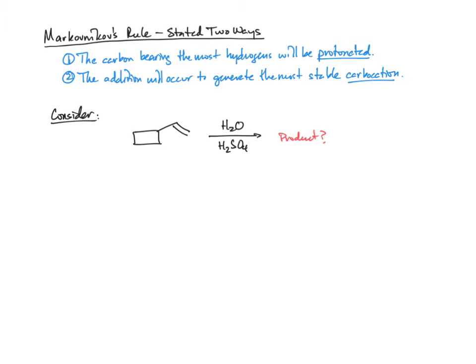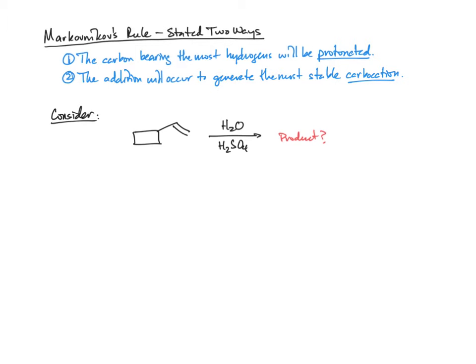What we're going to pick up on is another example of the hydration of an alkene to give an alcohol. This is a good example of what is known as Markovnikov's rule, and it's stated here two ways. When we have an alkene, again, the alkene is the nucleophile, and we're treating it with some electrophile. This is going to be the addition of water across that alkene. Markovnikov's rule states the carbon bearing the most hydrogens will be protonated.